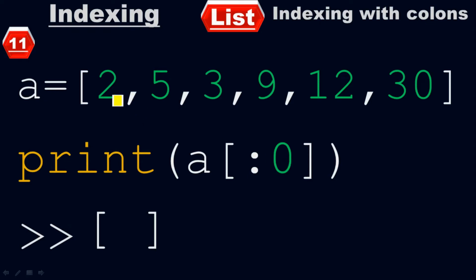Before 0, we don't have any value. 2 is the first value. So before 2, we don't have any value here. Therefore, it returns an empty set. This is the first way to find the indexing. You can also go for the second method and also for the third method. It is up to you.